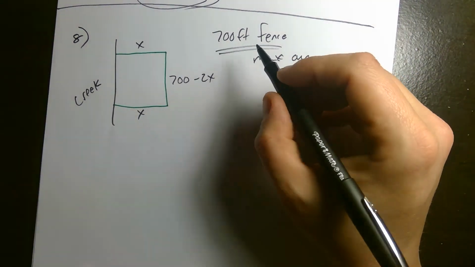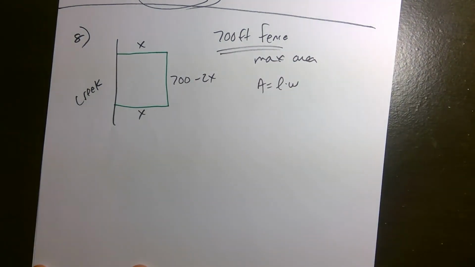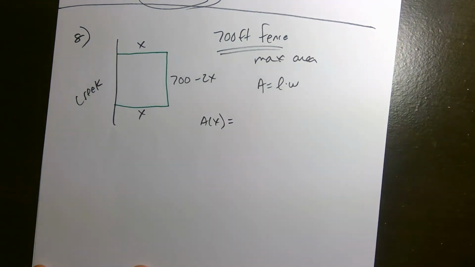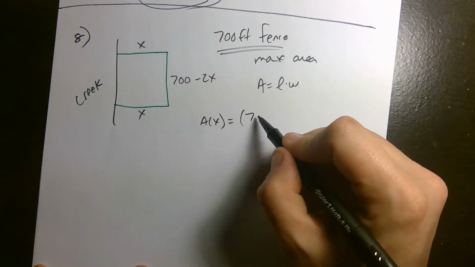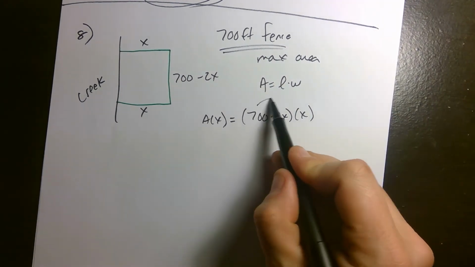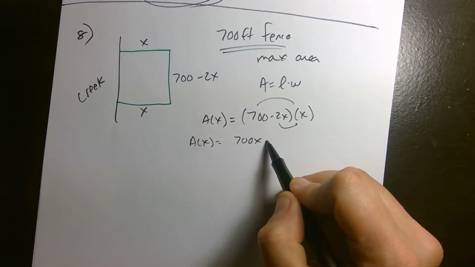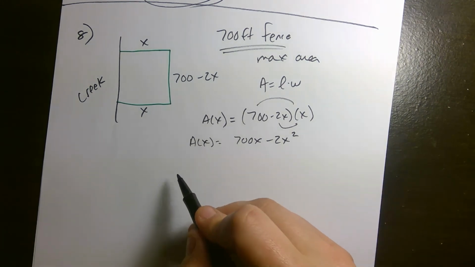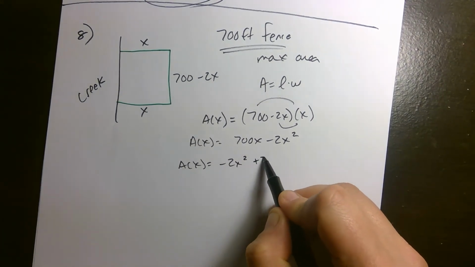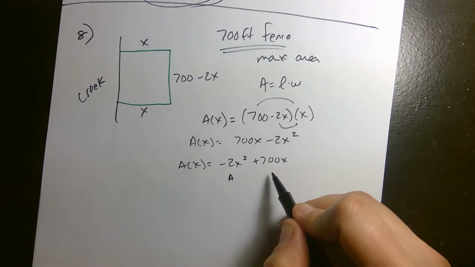And so I know that if I'm trying to find the area, it's length times width. And so I can take everything that I see here, and I can write A of x, which is going to be my function. The length of this is going to be 700 minus 2x, and the width is just x. And so again, I'm going to distribute, and so I will have A of x equals 700x minus 2x squared. And again, I want to write it in degree descending order for my personal self. You may not want to, but just be careful.